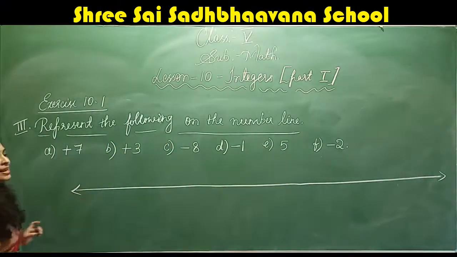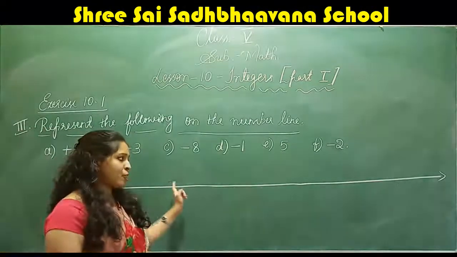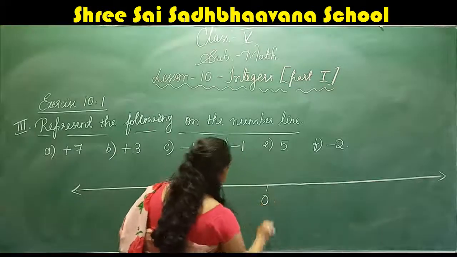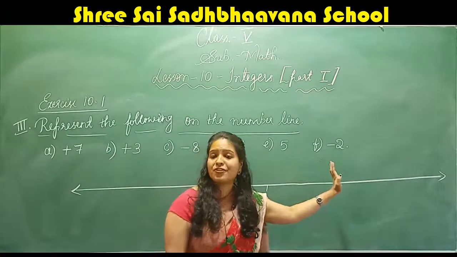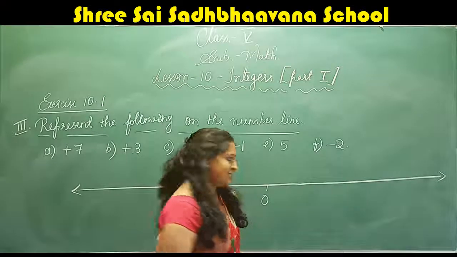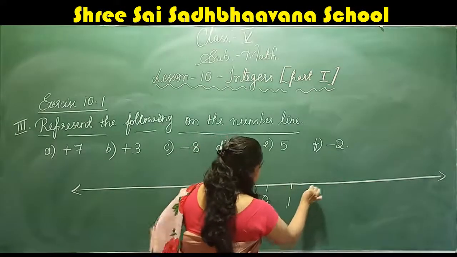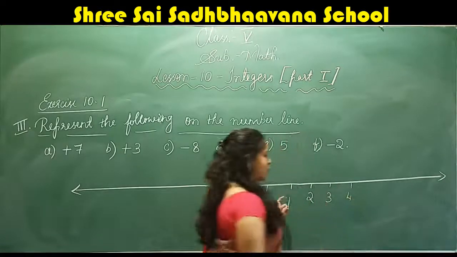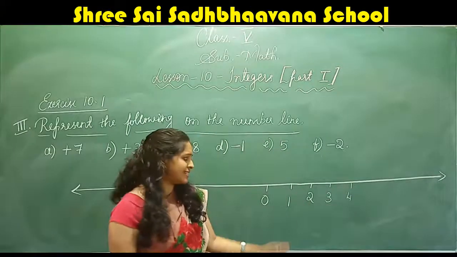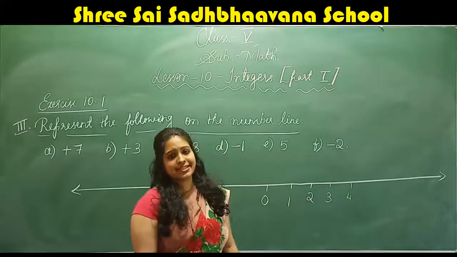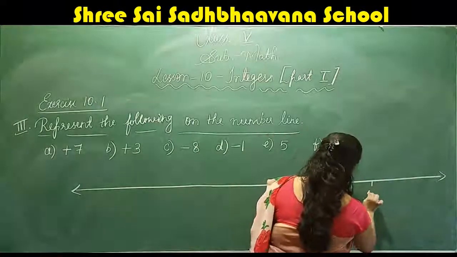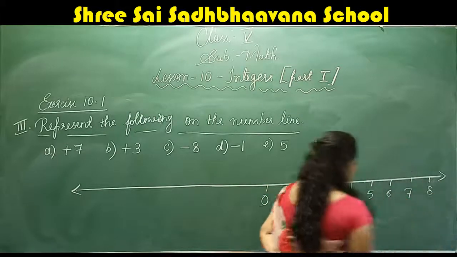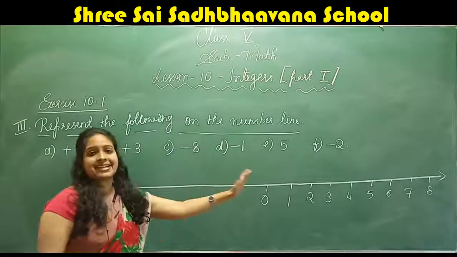While you're drawing the number line, please use a scale. Here I'm drawing on the board, so I'm not using a scale. So here it comes 0. And right side of the 0, what we have to write? We have to write the positive integers. That is nothing but 1, 2, 3, 4. And no need to write the symbol because it is understood that they are the positive integers. 5, 6, 7, 8. Okay, even you can extend also.